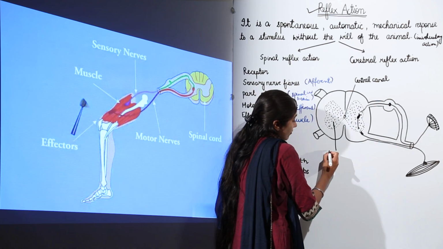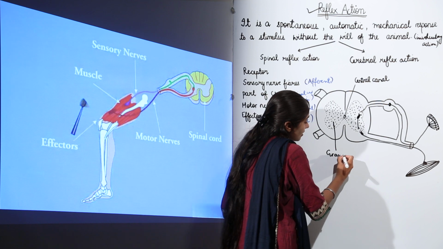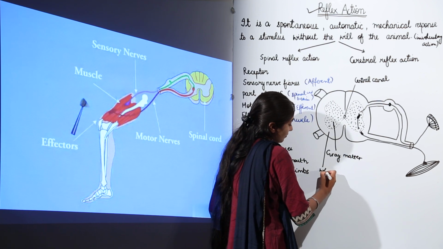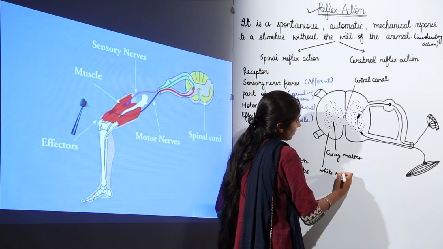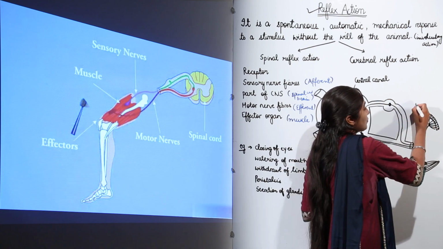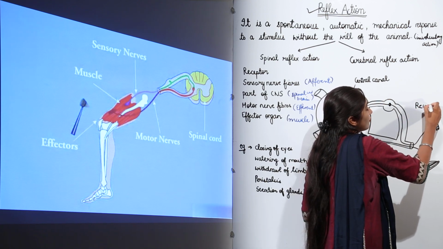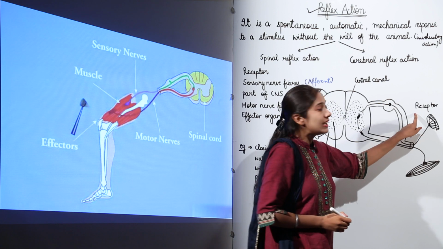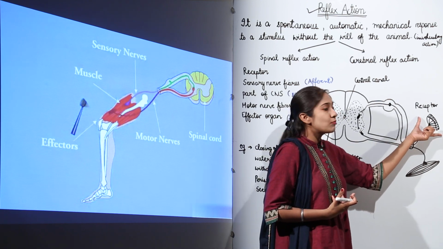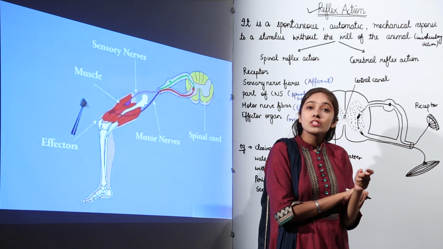This we label as grey matter and this we label as white matter, right? And you can see here, this is the receptor. I told you we need 5 of these things. First of all, we need a receptor which is going to receive the stimulus. For example, you can take your skin cells. They are going to receive the stimulus.